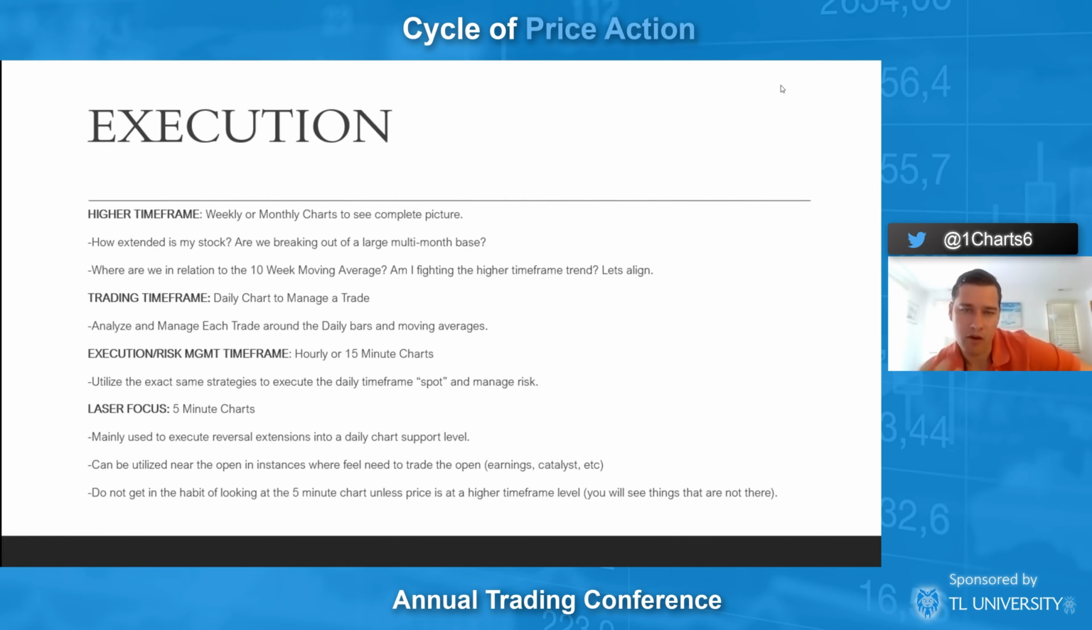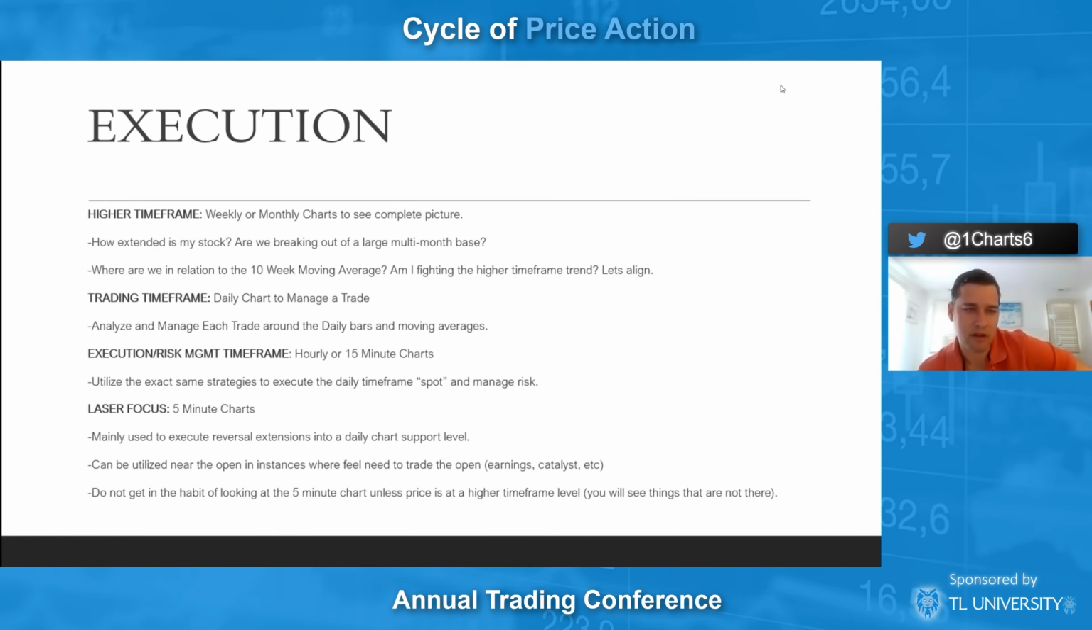And then I always want to ask myself, am I fighting a higher time frame trend? You may think, hey, I've got a 2 to 3 week base in a stock, but it's right after a monthly shooting star that's extended from the 10-month moving average. It's unlikely to work. So from a higher time frame perspective, those are some of the questions I'm asking myself, so that when I do step down to the daily chart, to my actual trading and execution time frame, I'm in alignment with that higher time frame.